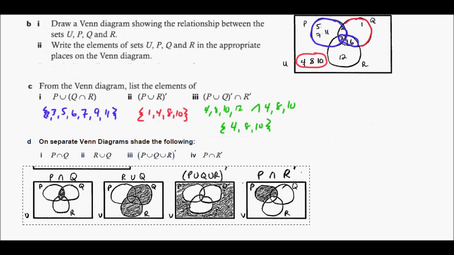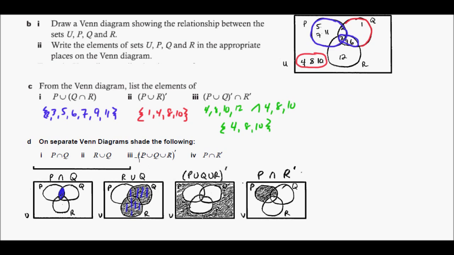Okay, so on a separate Venn diagram, shade the following. Now, I did these on a piece of paper, and I just pasted them in here for the sake of time. So the intersection of P and Q. Just remember you have to shade both of them, so it's right in here. That one's not too bad. Union of Q and R, well, that's just going to be all of Q, right here, and all of R. Okay, so we're good to go there.